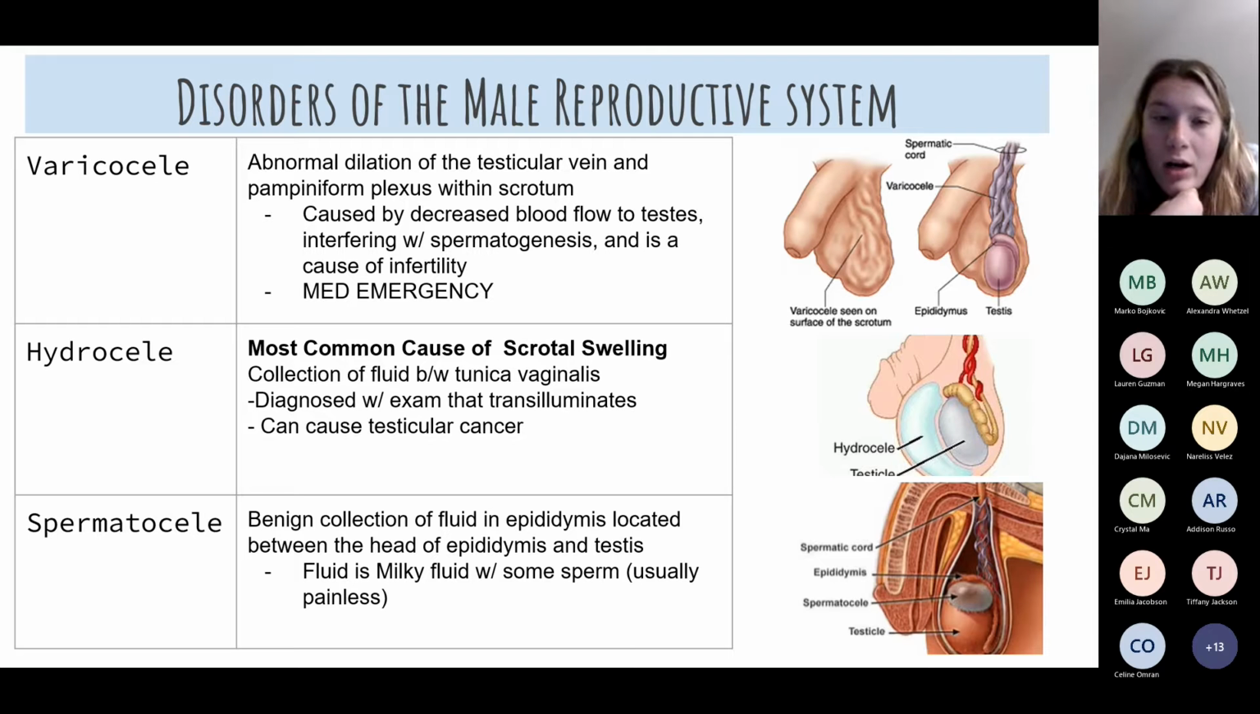And finally, our spermatocele is a benign collection of fluid that builds up a little bit, and it can be uncomfortable. But usually it goes away on its own. Worst case scenario, it can be drained, etc.